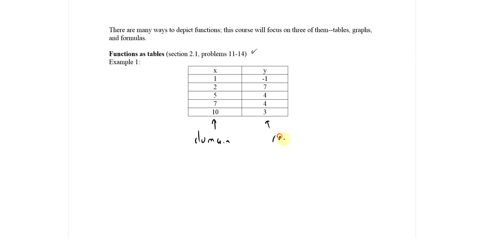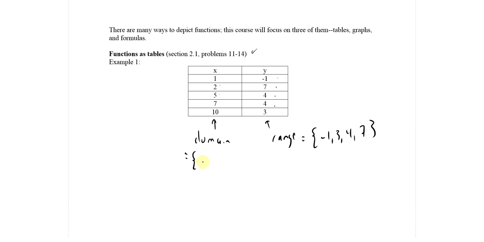Y's, that's my range. So what's the domain of this function? Well, it's the numbers 1, 2, 5, 7, and 10. What is the range? Minus 1, 7, 4, and 3. So we can list that: minus 1, 3, 4, and 7. Those are the numbers that occur in the range.